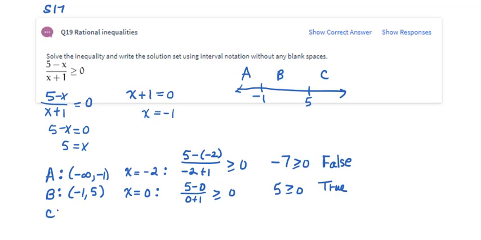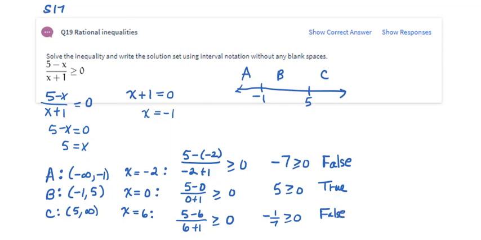And then in region C, we have numbers to the right of 5, or 5 to infinity. A test point in that region would be 6. Substituting 6 for x, we get 5 minus 6 divided by 6 plus 1. Is that greater than or equal to 0? Well, that's negative 1 divided by 7, or negative 1/7, which is not greater than or equal to 0, so that is false.